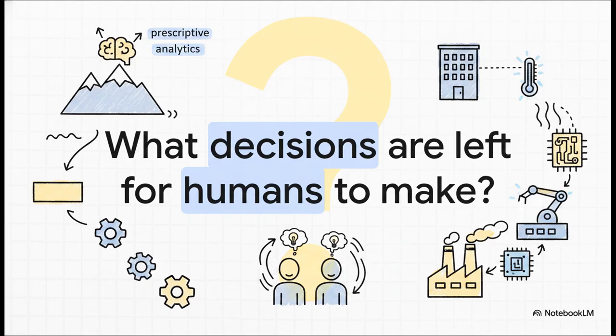But honestly, this leaves us with a pretty fascinating, almost philosophical question to ponder. As our algorithms climb that maturity mountain all the way up to prescriptive analytics, when everything from your office HVAC system to massive industrial factory floors can analyze, visualize, and literally prescribe their own future actions, what decisions will actually be left for us humans to make?